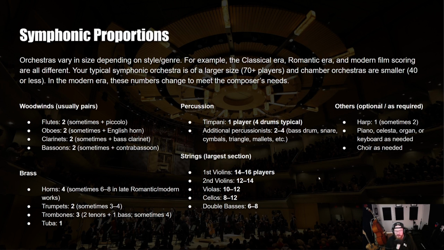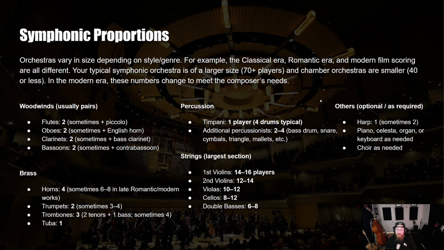The classical era, which is like Mozart, Beethoven kind of era, is definitely a different orchestra than the Romantic era, where if Beethoven was the transition from the classical to Romantic, which people could argue about all day, the Romantic era, if you think of things like Wagner, those are very different orchestras. And modern film scoring is also completely different.